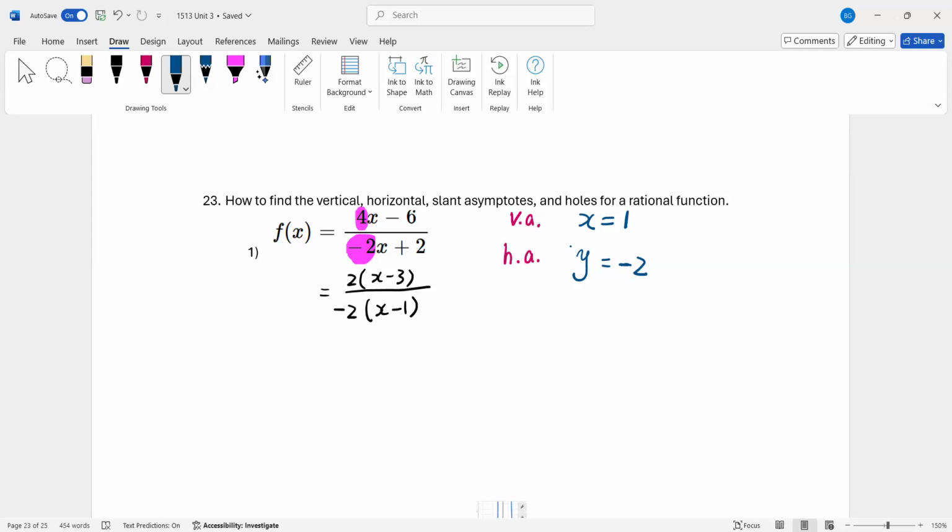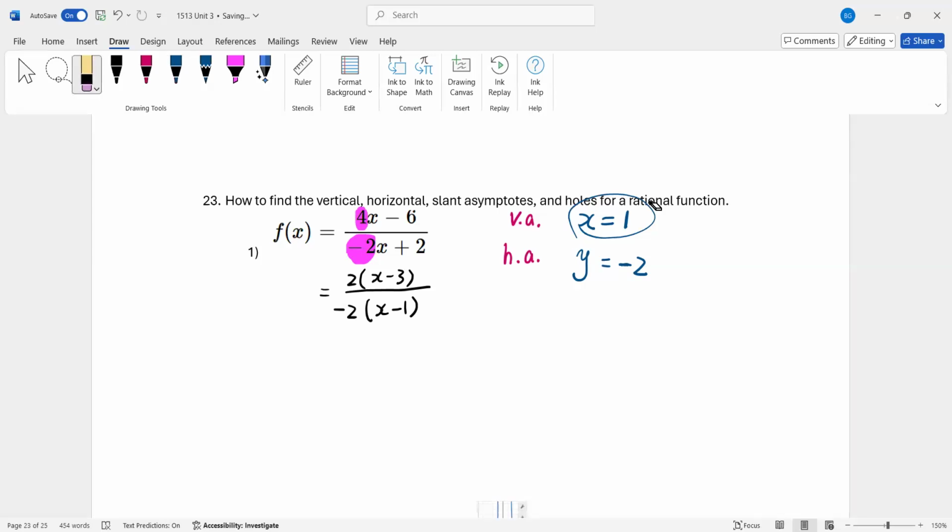Let me say that again. How do we find the vertical asymptote and the horizontal asymptote? To identify the vertical asymptote, we look at the denominator and find the value that will make the denominator be 0. And then let x equal that value. Then we have the vertical asymptote.